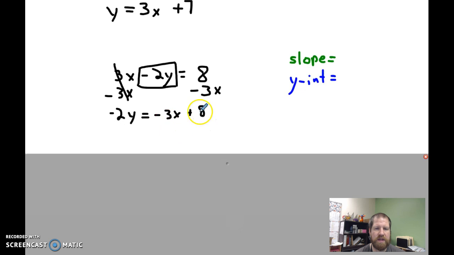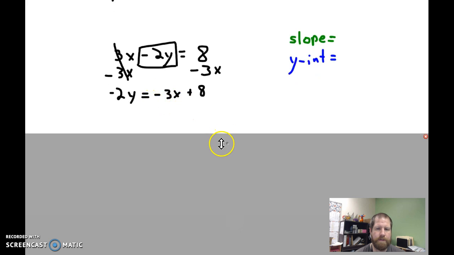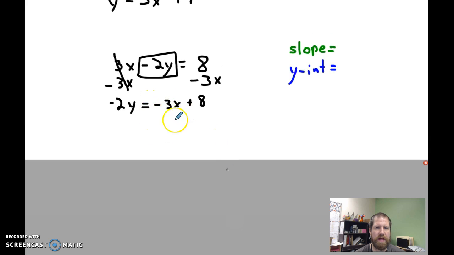Okay, and the reason I do that is because it's easier to keep track of whether my slope is positive or negative, or my y-intercept is positive or negative. All right. And now the last thing I have to do is get my y alone. So divide by negative 2, divide by negative 2, divide by negative 2.